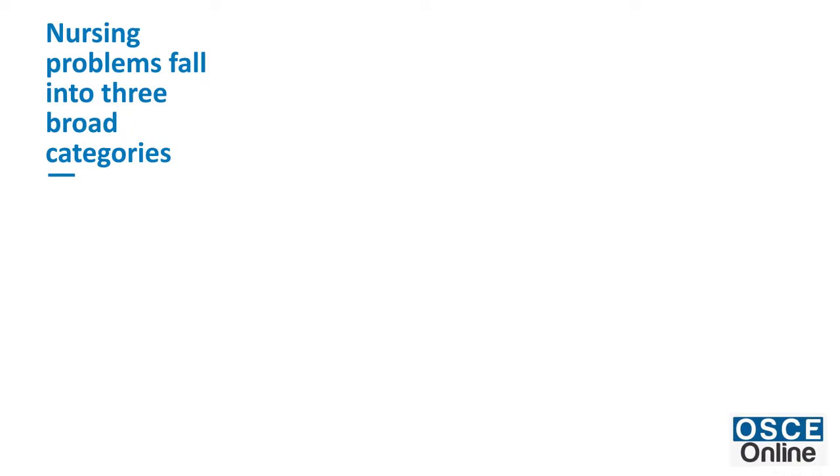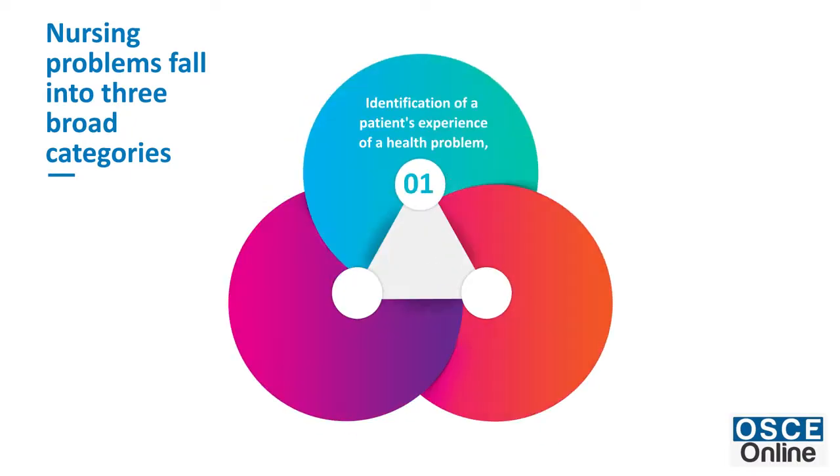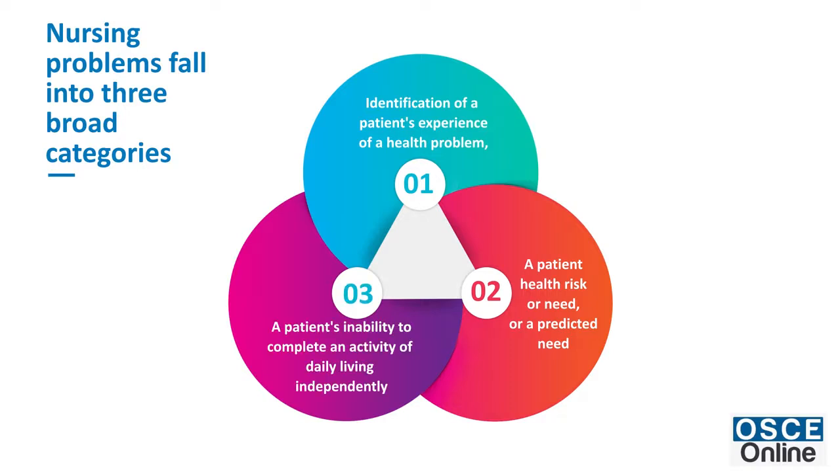Nursing problems fall into three broad categories. Number 1. Identification of a patient's experience of a health problem. Sumira is experiencing confusion due to a head injury. Number 2. A patient health risk or need or a predicted need. Sumira is at risk of falls due to poor mobility and a decreased level of consciousness. Number 3. A patient's inability to complete an activity of daily living independently. Sumira is unable to maintain a safe environment due to confusion.